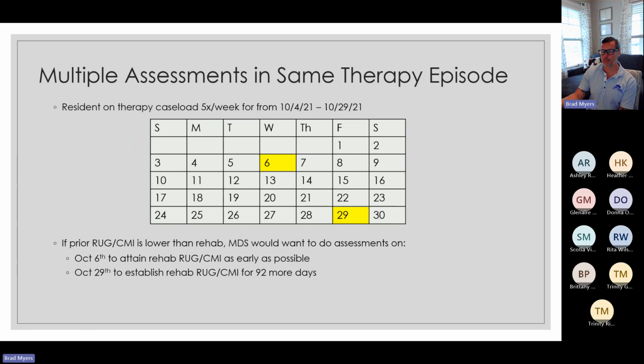Sometimes, so that was 2 different therapy episodes. What about these residents who were on caseload for a long time? Sometimes this may seem like it's making insignificant changes, but you do this on enough people and they go from rehab to a very low rug, it could make a big difference.